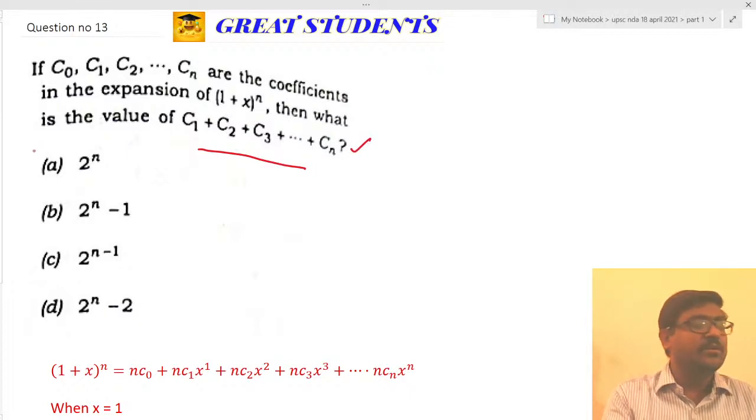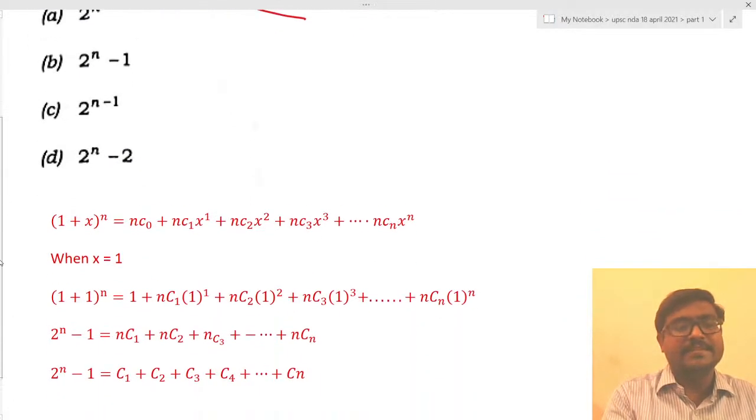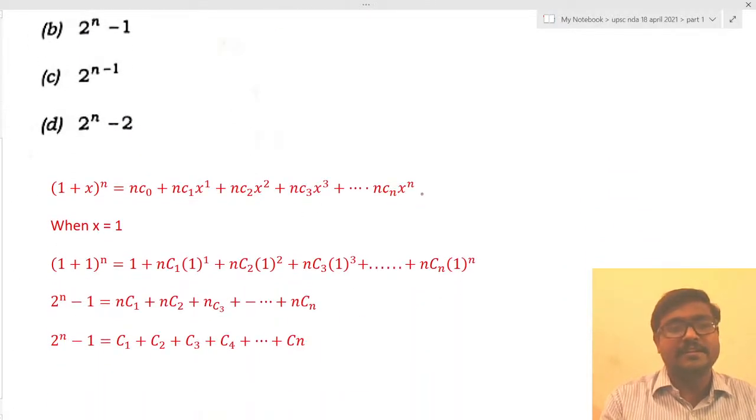In India, many competitive exams, general maths, they used to ask this question. Now, what is the value of this they are asking? So the coefficient of this (1 + x)^n. Simply I have written this formula: (1 + x)^n is nC0, nC1 x, nC2 x^2, nC3. You know this expression, right?